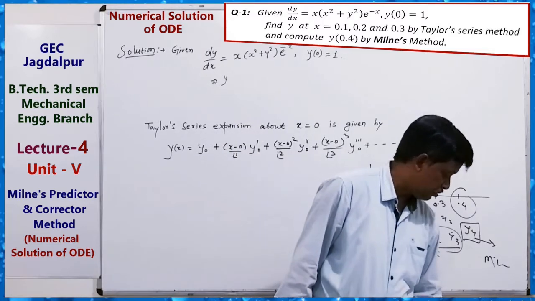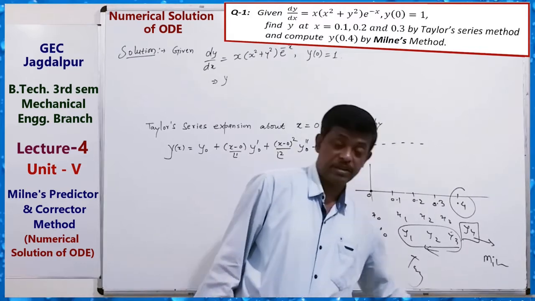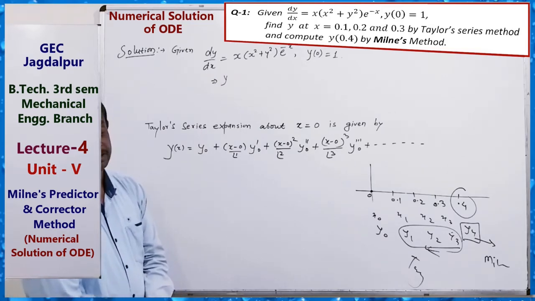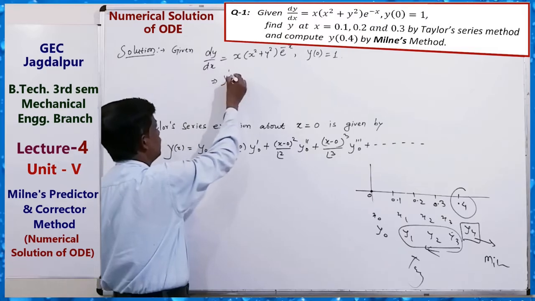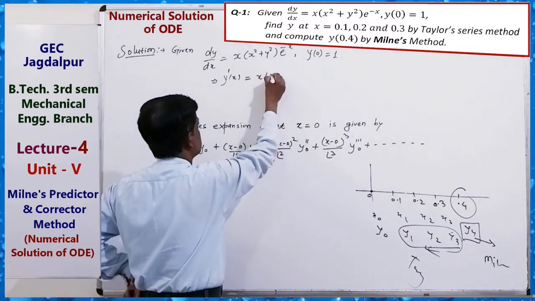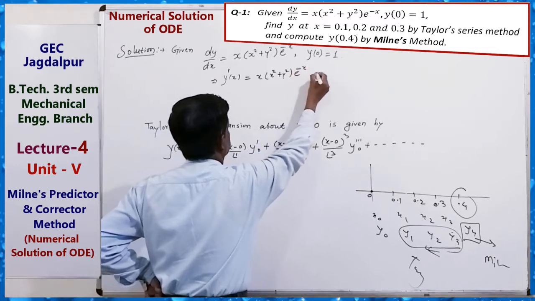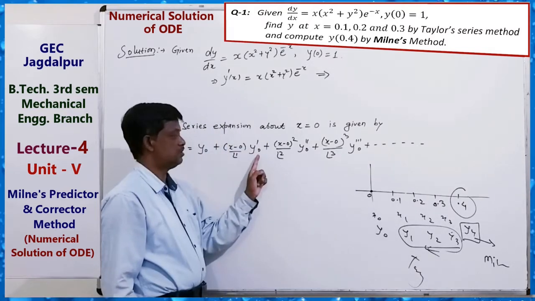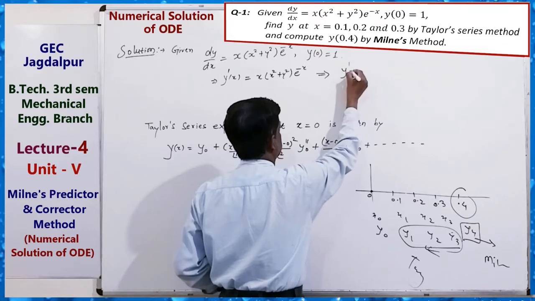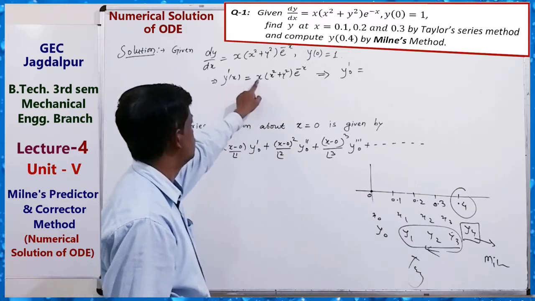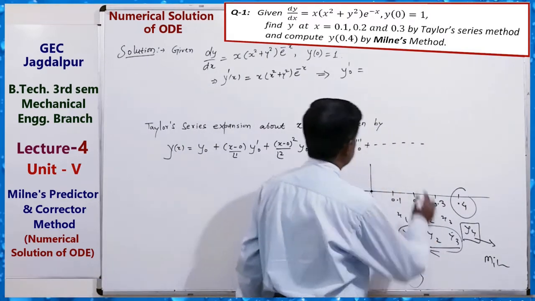So find the derivatives one by one, because in Taylor series the main working is finding derivatives. Your first derivative is given: dy by dx equals to x square y square to the power minus x. From here we can get the first derivative at 0. How? At x equal to 0, the value will be 0.